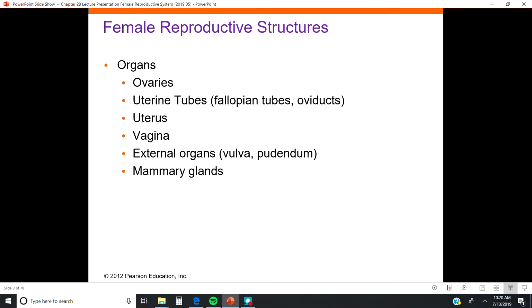So here's just a listing of the organs that we're going to take a look at. The ovaries, again, the uterine tubes, which are known as the fallopian tubes or the oviducts. We'll take a look at the uterus, the vagina, and the vaginal canal. We'll take a look at all the different organs that are the external structures. We typically call that the vulva or even the pudendum. And then we'll finish up the anatomy by taking a look at the mammary glands.